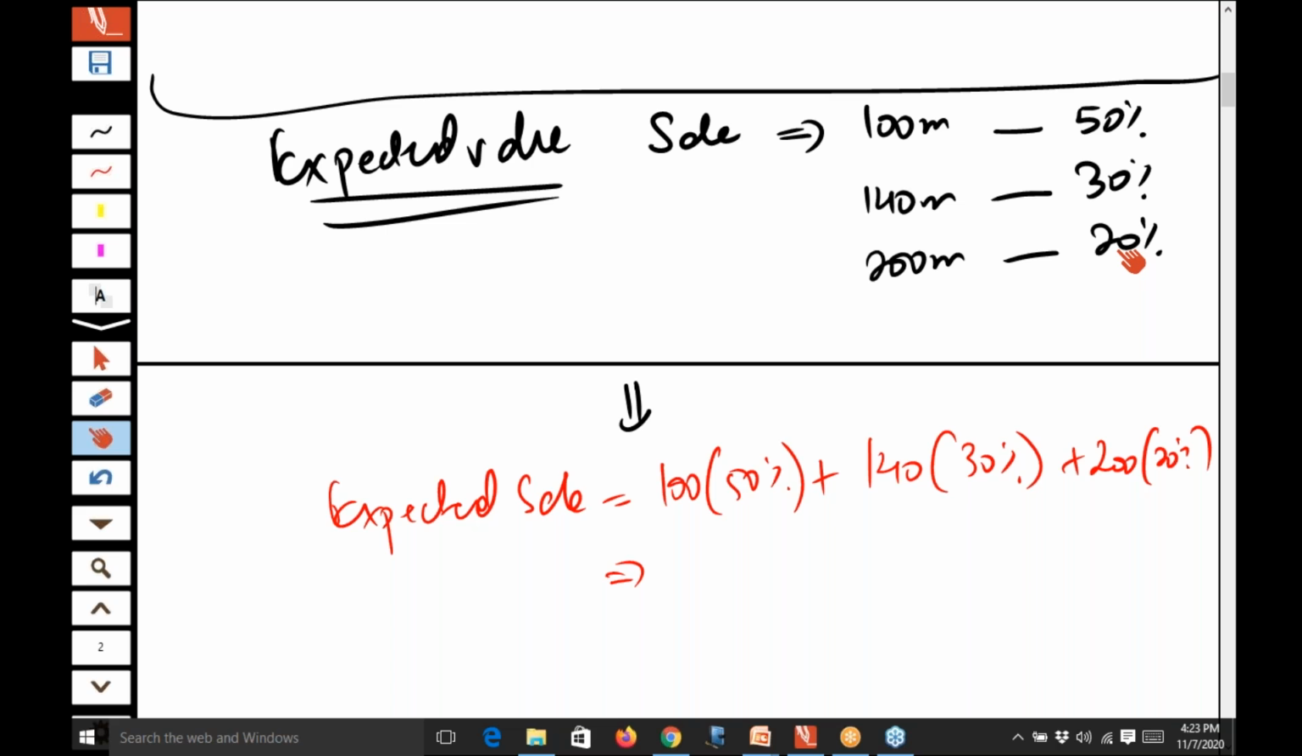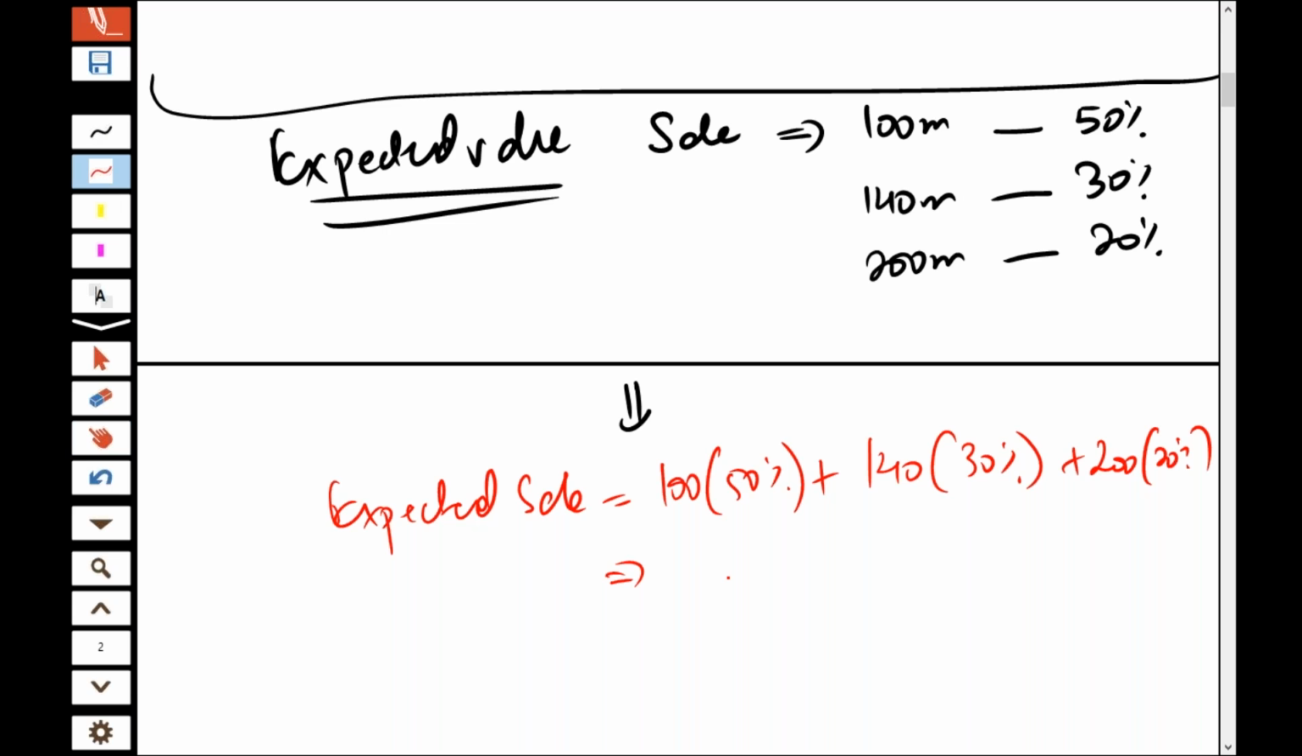Now, once we have all of this, to establish the expected sales we do it this way. It's 100 multiplied by 50% plus 140 multiplied by 30% plus 200 multiplied by 20%. So how much do we get? 132. So we get 132 as the expected sales.